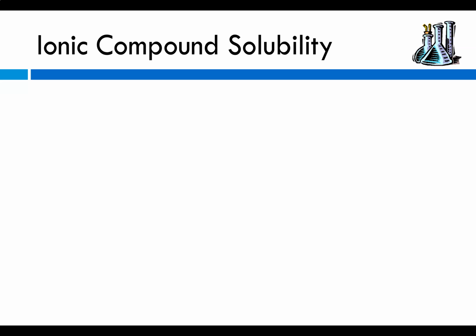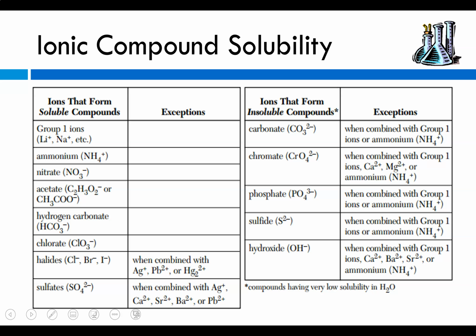We know that ionic compounds will dissolve in water if they are soluble. And to predict solubility, we've got table F. We've seen this table before. We used it back in Unit 5 when we're trying to predict whether the products of a double replacement reaction would be soluble or insoluble.